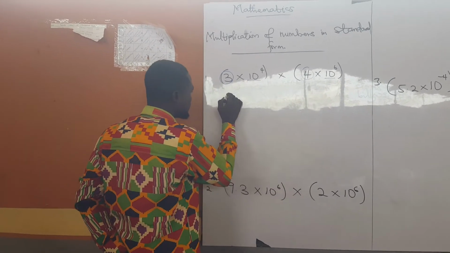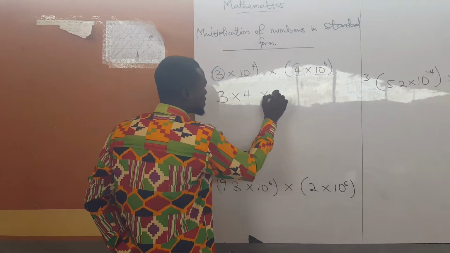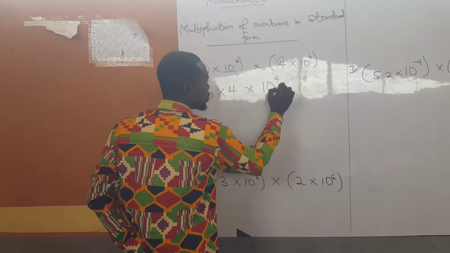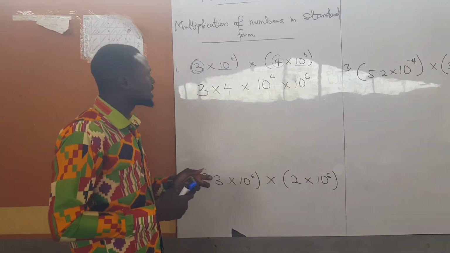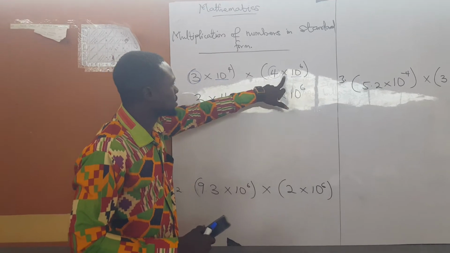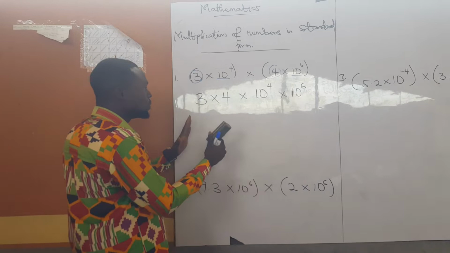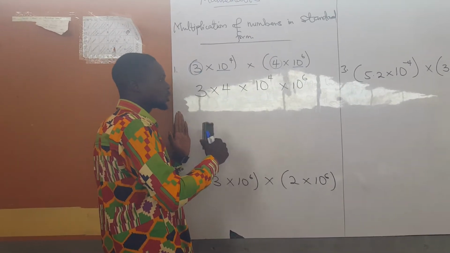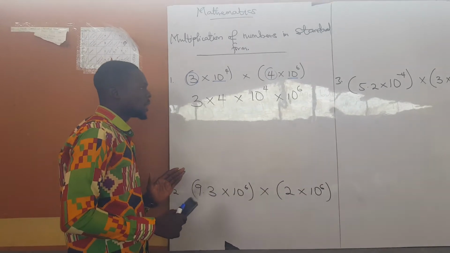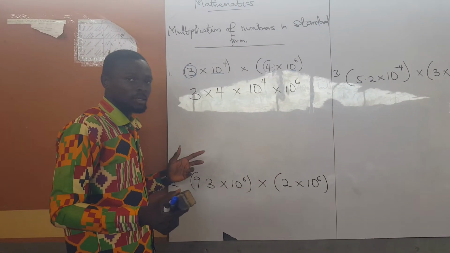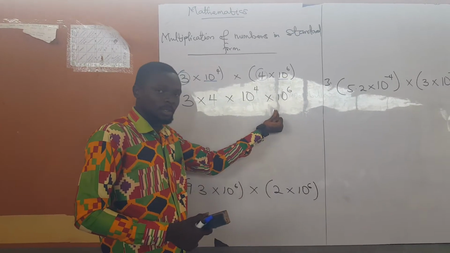So grouping this will give us 3 times 4 times 10 raised to the power 4 times 10 raised to the power 6. When you look at it, the signs here are all multiplication. So that is why it made the grouping easy. So we've grouped the numbers at one side and we've also grouped the powers of numbers at another side. So what we are going to do now is to multiply. So we are going to multiply this times this and multiply this times this.